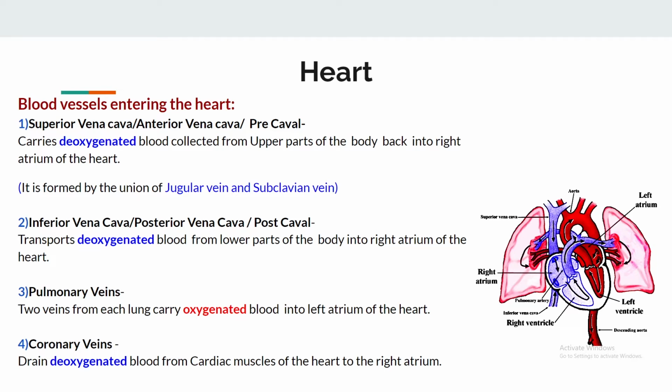Then pulmonary veins. Two veins from each lung carry oxygenated blood into the left atrium of the heart. So, these are the two pulmonary veins and these are the other two pulmonary veins. All these open in the left atrium of the heart. Then coronary veins. These veins drain deoxygenated blood from the cardiac muscles of the heart to the right atrium.